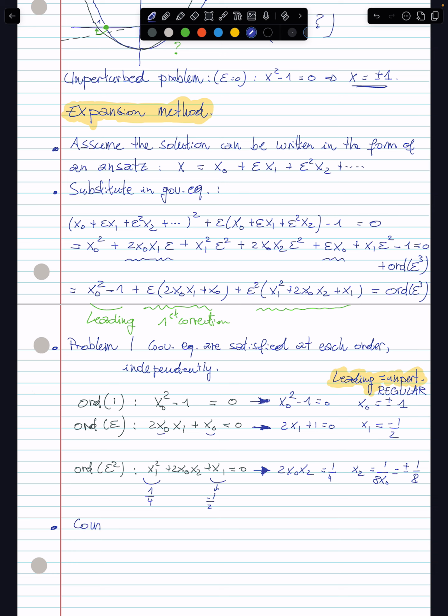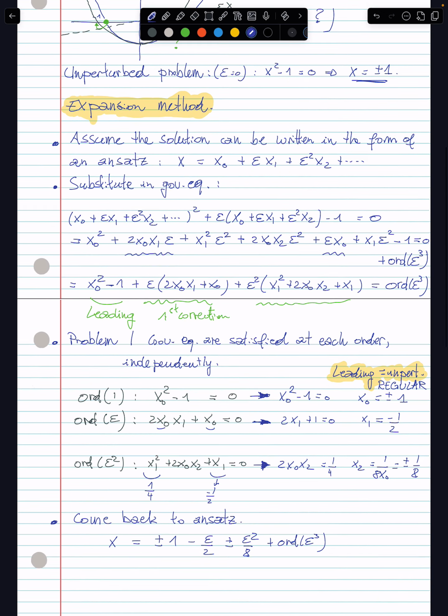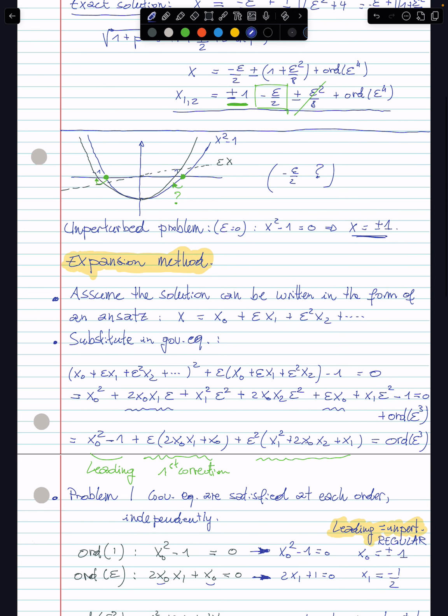Come back. You got it now? I hope so. You come back to the ansatz. And the solution now is x is plus or minus 1 minus x1, so 1/2 of epsilon, plus or minus epsilon squared over 8 plus terms of order epsilon to the third. And amazing or not, this is the same as what we had before.